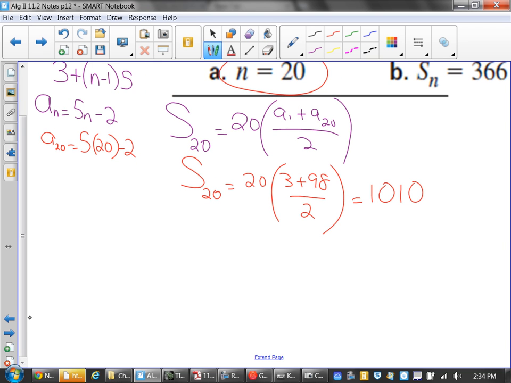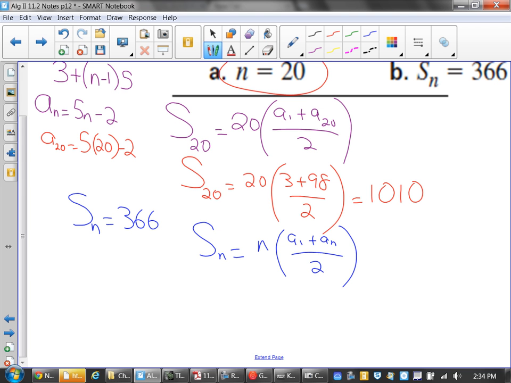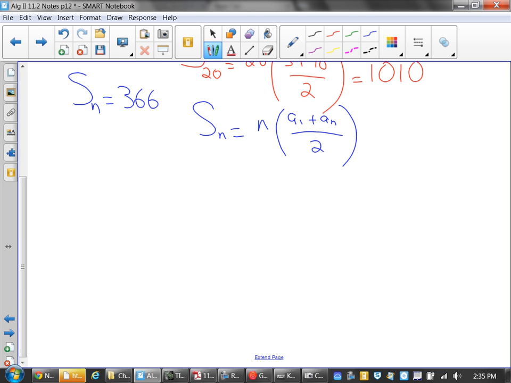To find the sum of some number of terms to get 366, I'm still going to use my sum formula, which is n times (first term plus a sub n) over 2. I know my a sub n rule, and I know that my first term was 3. So that's the n. First term was 3. The rule was 5n minus 2. That's all over 2.